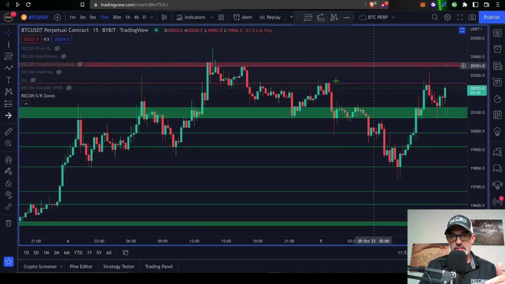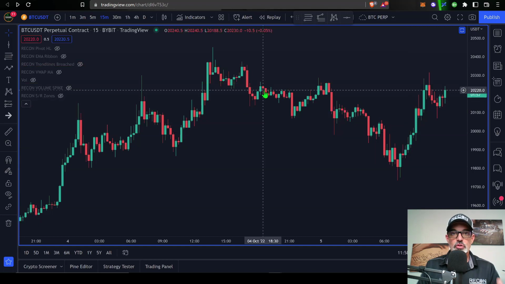But again, these resistance or support levels, we see support back here. When Bitcoin's price comes back down into that area over here and starts to move up, that could be an indication of an opportunity to get long. So again, I could trade Bitcoin based purely on price action.